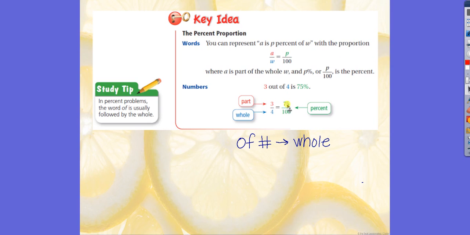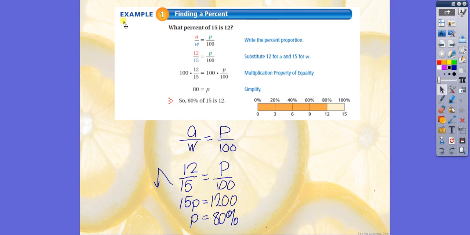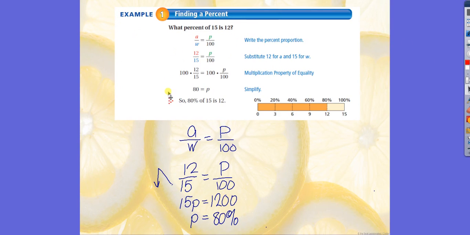The percent is the easy one to place in the percent proportion, but students often mix up part and whole. So we talked about this magic word of, and this is what you're searching for. When you see of and then a number after it, that is always representative of the whole number in the percent proportion. So here's the example that we looked at to get started, and your work today is always going to be given to you in the form of a question.